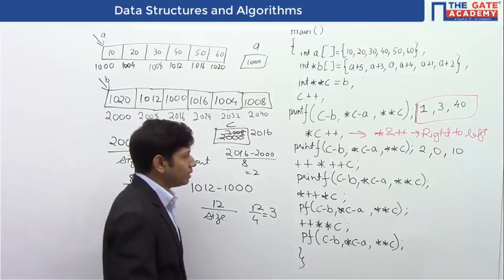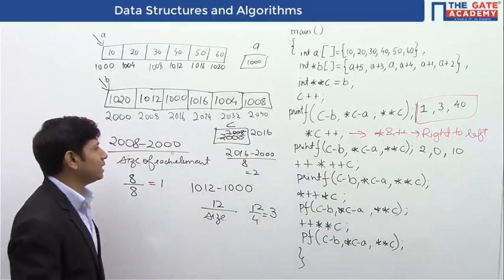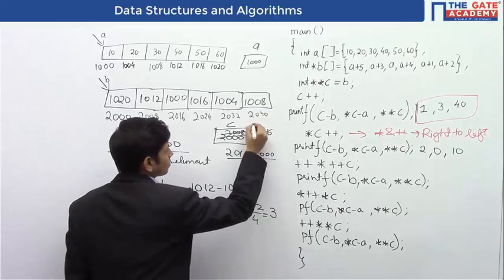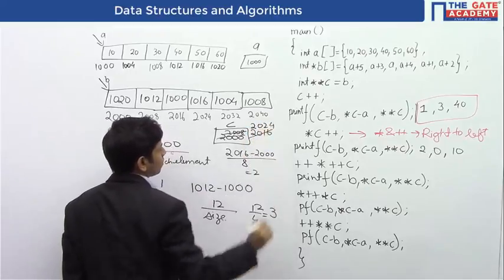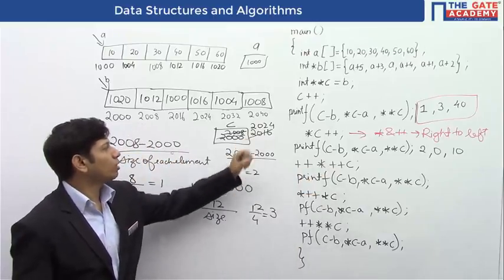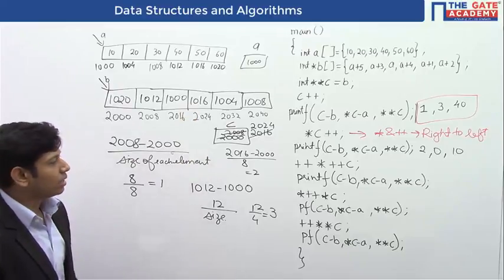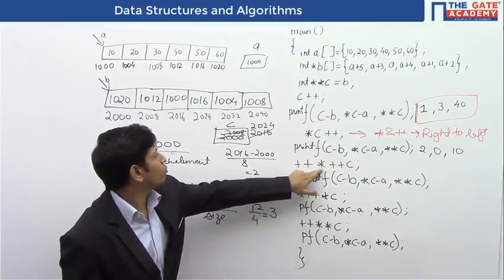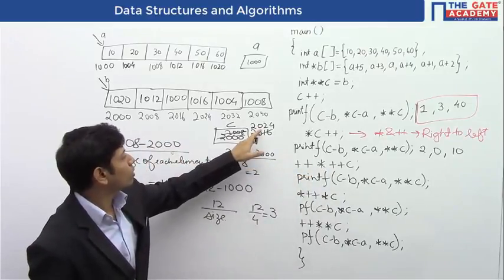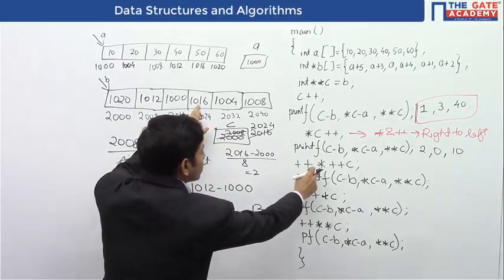Let's see the next command. It is plus C. What is plus C? It will make C from 2016 to 2024. Okay. Next is star of plus C. Star of 2024. What is star of 2024? It is 1016. So we have executed till this point. C is 2024, star of 2024 is 1016. So we have obtained 1016.